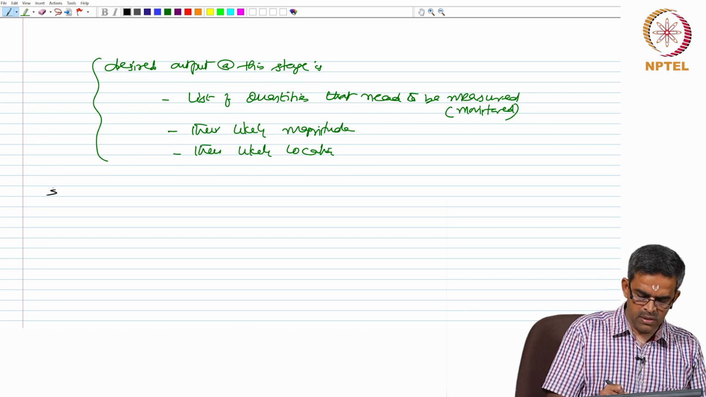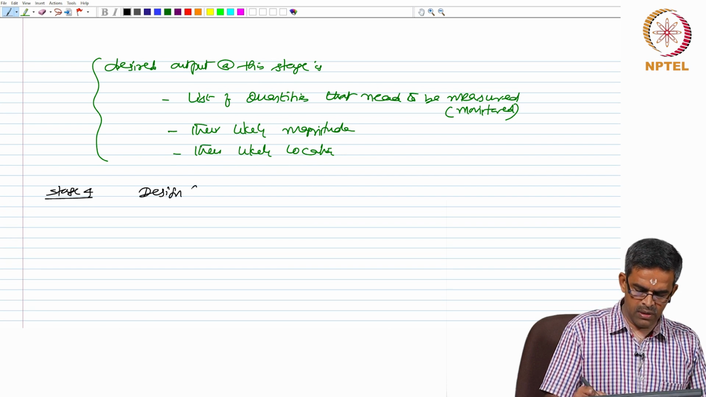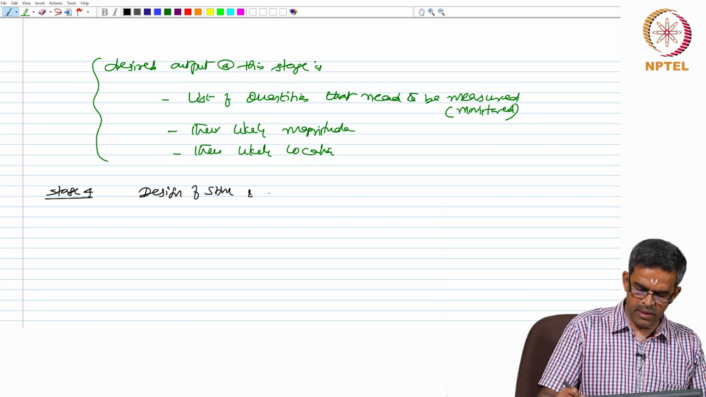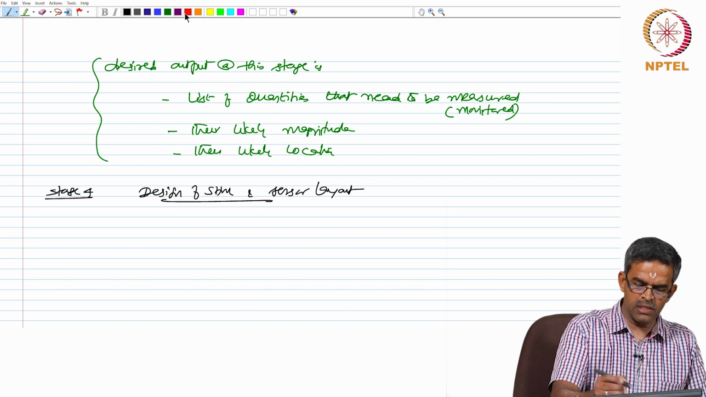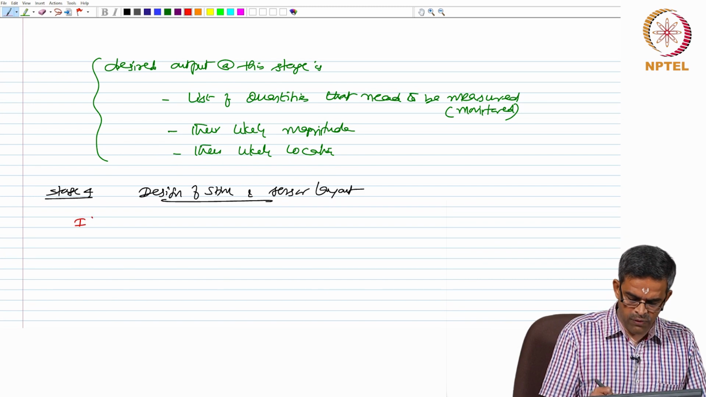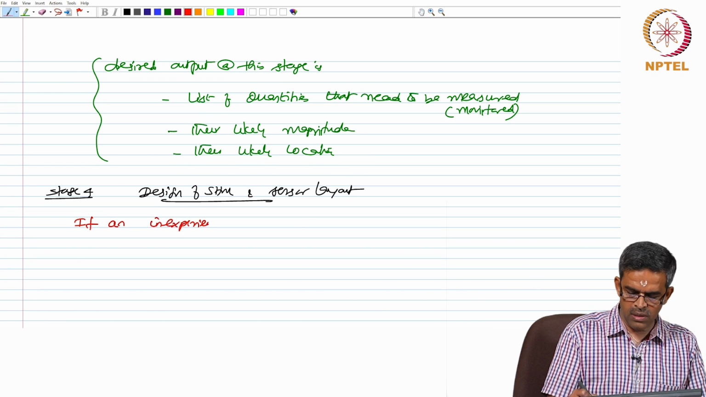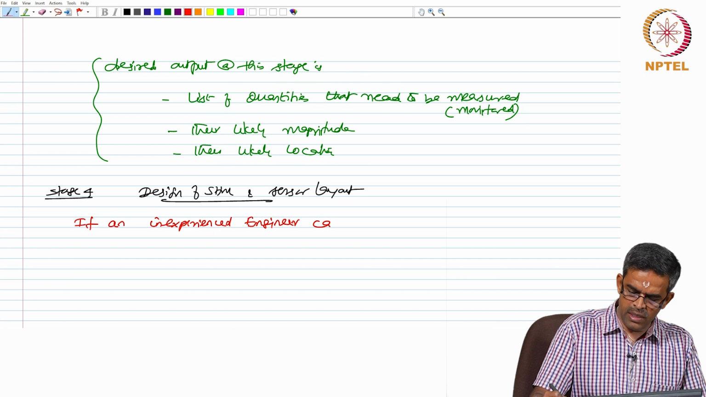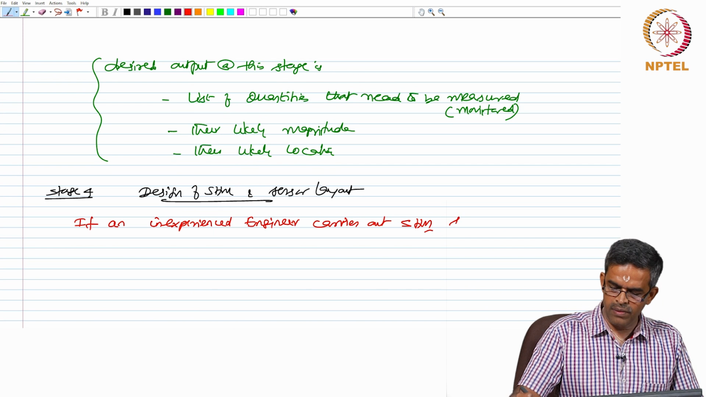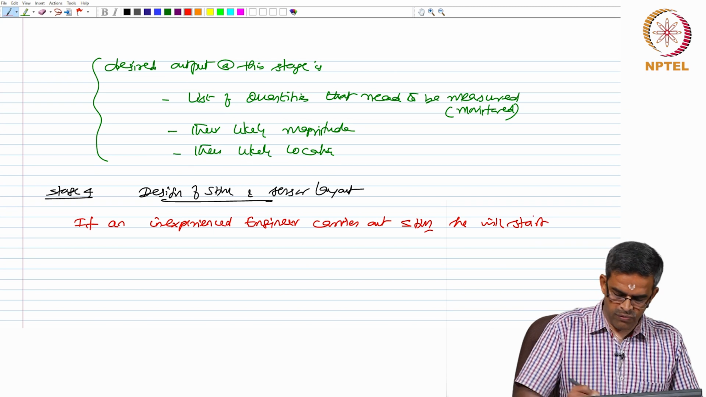So, next is stage 4, which is dealing with design of SHM and sensor layout. Now, friends, it is very important to note, if an inexperienced engineer carries out health monitoring, he actually will start from this stage.